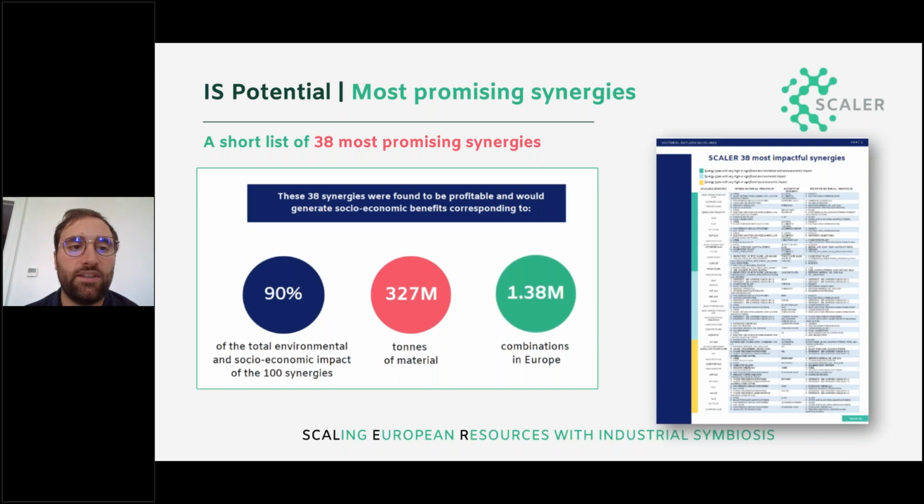The aim of this mapping was to identify all potential combinations in Europe, and we shortlisted the 38 most promising synergies, because these 38 synergies represented 90% of the environmental and socio-economic impact of the 100 synergies. That is why we made a geographical analysis of these synergies. It concerned 327 million tons of material, and you have more than 1 million combinations in Europe. So 1 million couples of sites that could create a collaboration and a partnership to exchange resources.